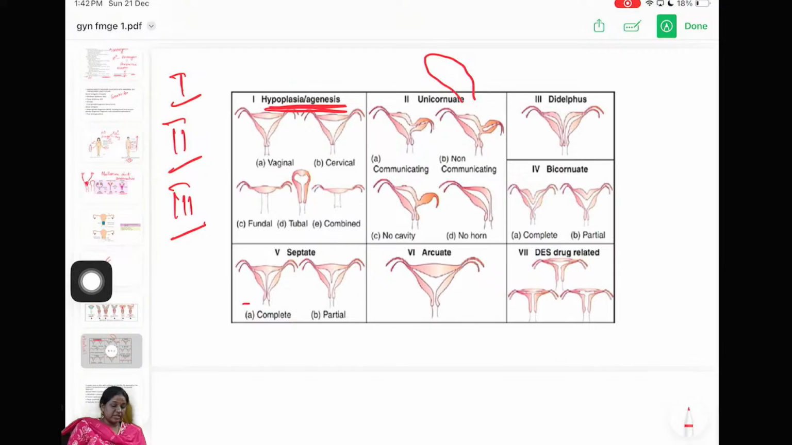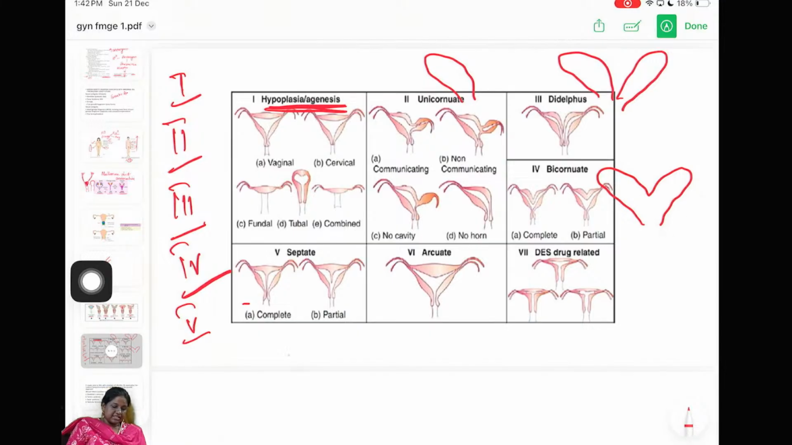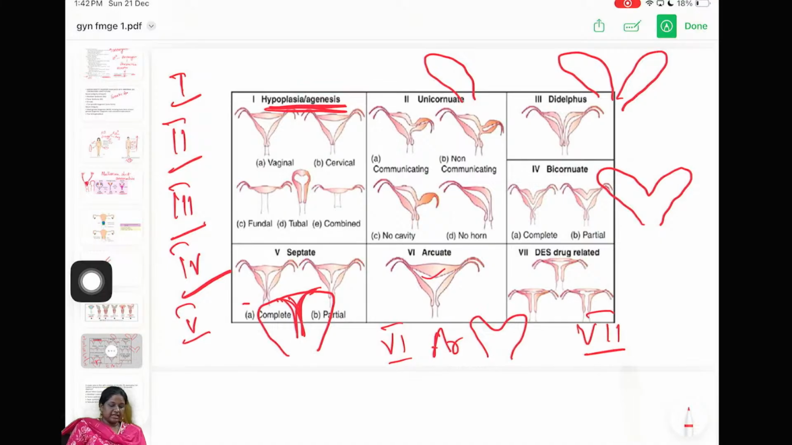Why I'm explaining this is you have questions in this. Didelphys is both sides forming. Fourth is even if both sides are forming, it is partially united. Understood? Fifth is going to be septate. That is, it is formed, but in the center there is a division. Sixth is going to be arcuate. Arcuate is a dip. Last is going to be drug related: diethylstilbestrol related, which is the T-shaped uterus. Understood?